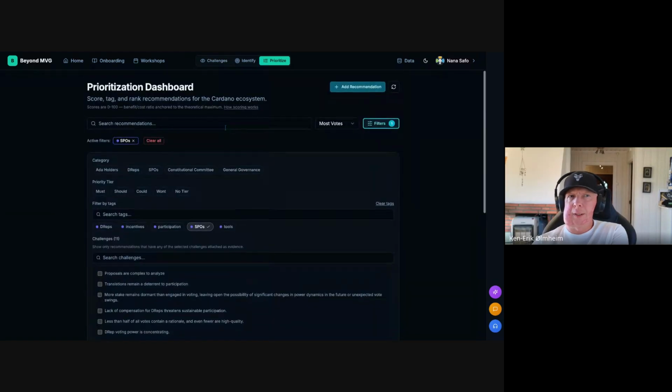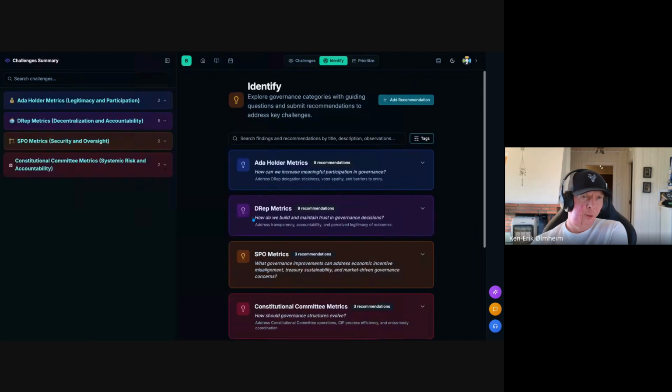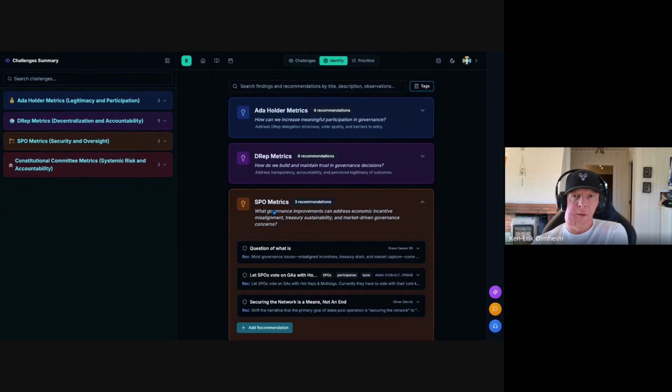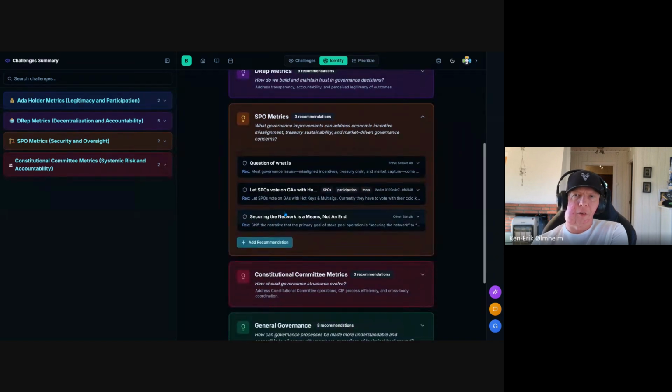So on the identify page, you see a chart there. You will see the SPO metrics and see a chart there. And as a stake pool operator, what does this chart tell you? And what kind of recommendation would you guys do to make this chart look better?